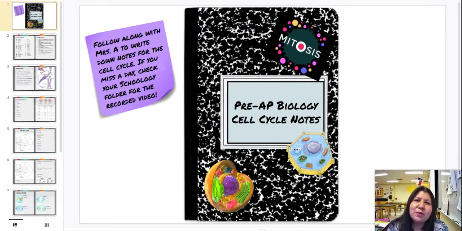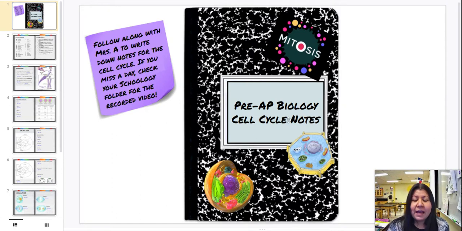So today we're going to be starting up a new unit called the cell cycle. With the cell cycle, we're going to explore a little bit more how our cells grow, how they develop, and also how they end up reproducing. So what happens, for example, if you get a paper cut? How does your skin repair? How does it heal? How does it know what to do? So let's go ahead and get started.